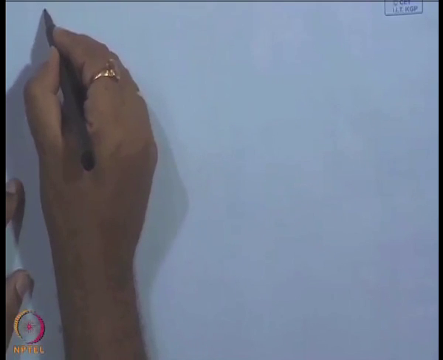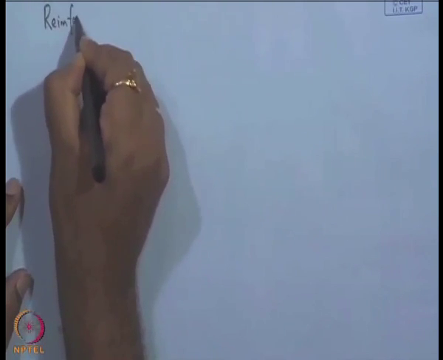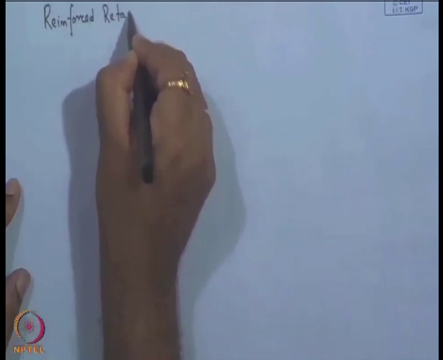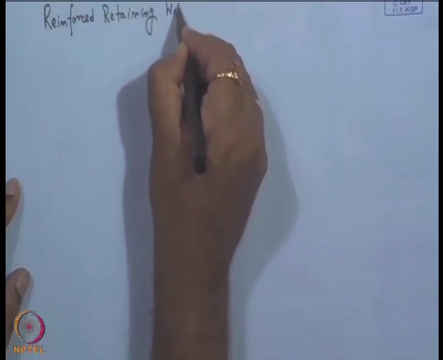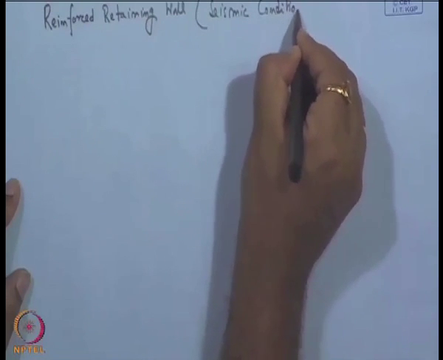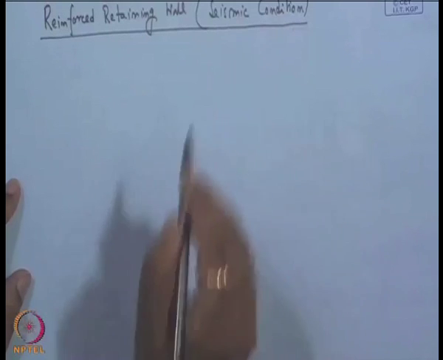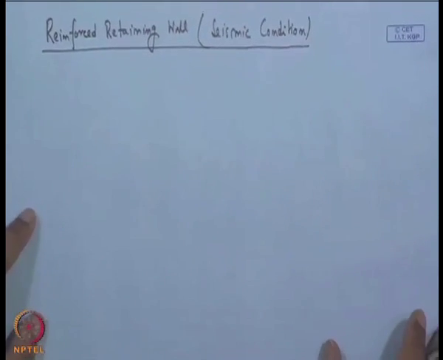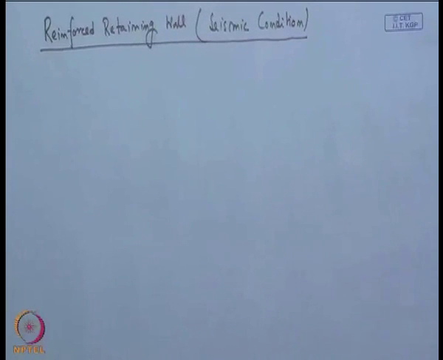So, for the reinforced retaining wall in the seismic condition, as I have mentioned, in the reinforced retaining wall design we have to consider two conditions. One is the internal stability check, another is the external stability check. For internal stability, we have to design the spacing between the reinforcements and the length of the reinforcement. These things have already been discussed. Now, what are the additional things that we will consider for this part, that I will discuss.